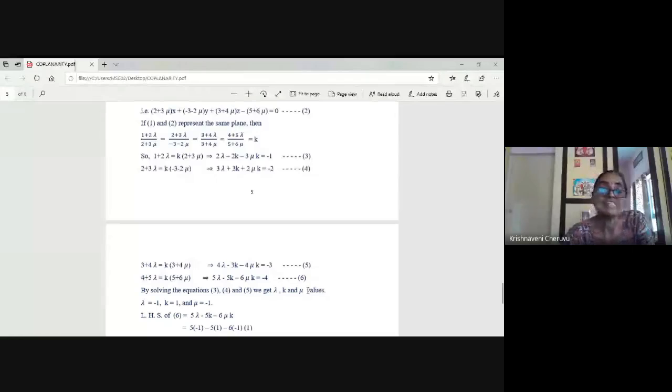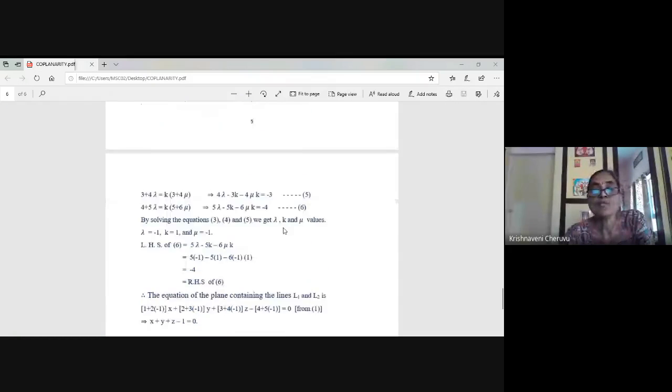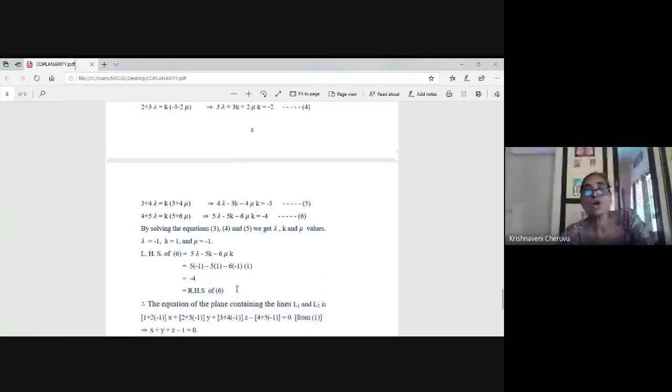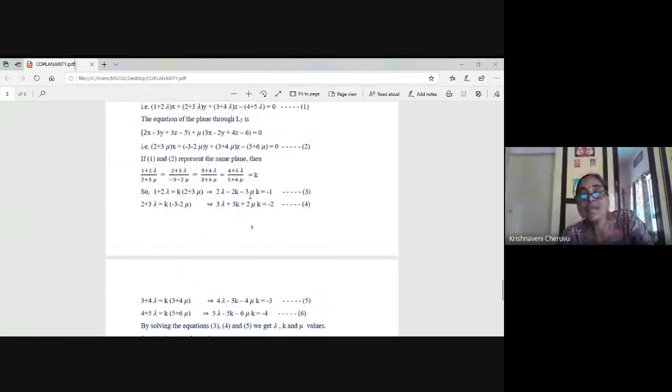Are you able to understand, girls? You have to find lambda, mu, and k, 3 unknowns. 3 unknowns means from 4 equations you can take any 3 equations and then solve them to get lambda, k, mu values. If those lambda, k, mu values satisfy the last equation, then we say that that is the plane containing both the lines. Okay. So what you have to do is, you first eliminate mu k, girls.